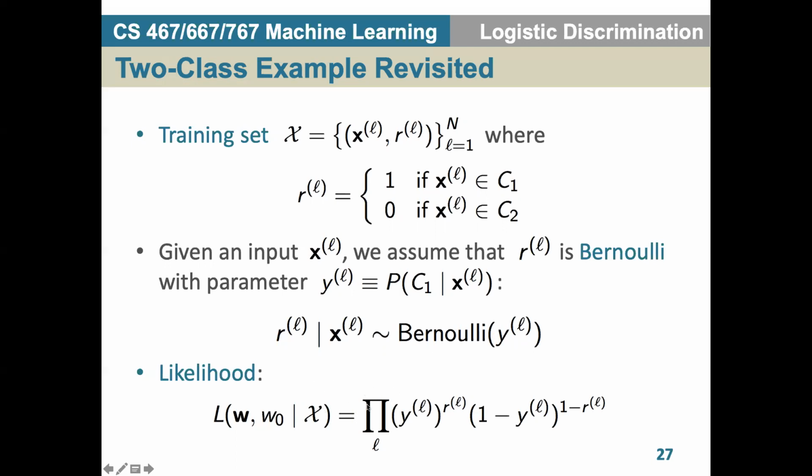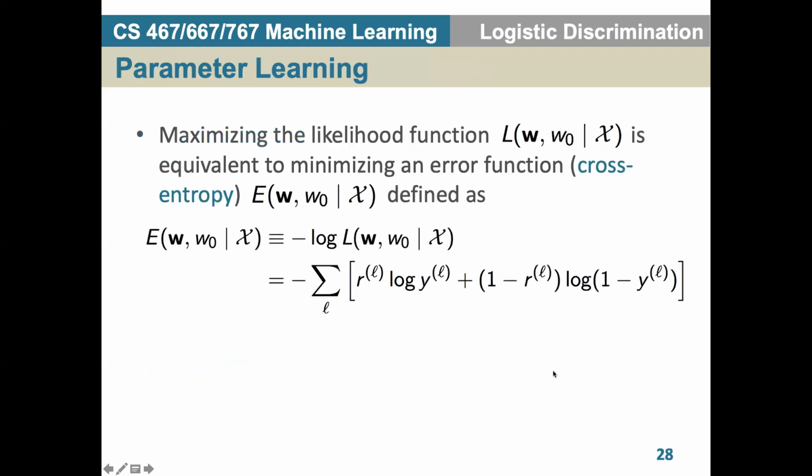Then this becomes a summation, and the exponent comes down over the log. This is r log y, and this is 1 minus r log 1 minus y. So this basically gives us something like this. This is saying that maximizing the likelihood is equivalent to minimizing the negative log likelihood. This is the negative log likelihood, and in this particular case, the negative log likelihood is called the cross entropy loss, or cross entropy error.